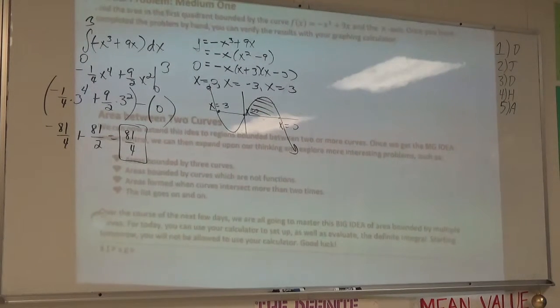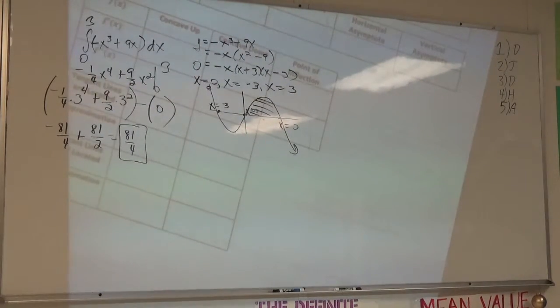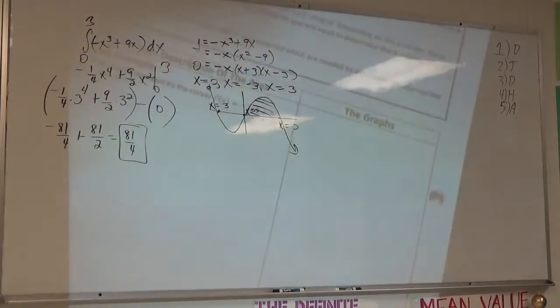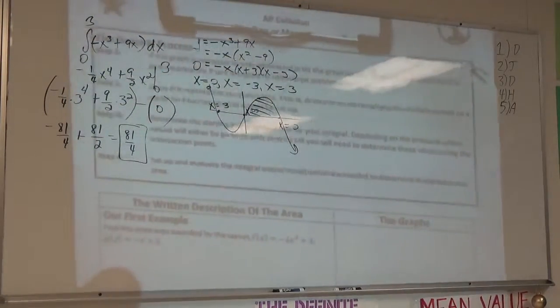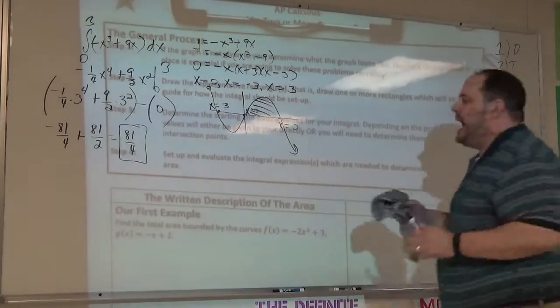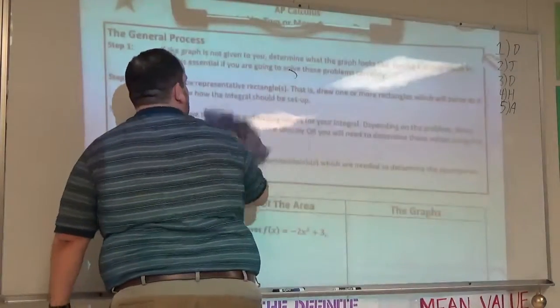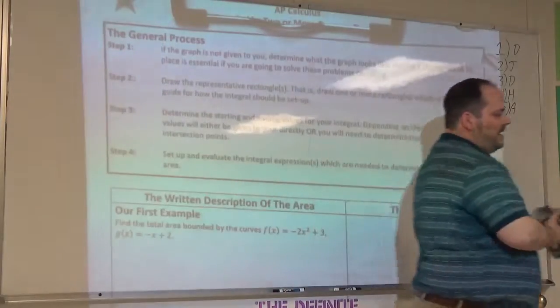We are all going to master the big idea of area bounded by multiple curves. For today, you can use your calculator to set up as well as evaluate the definite integral. Starting tomorrow, you will not be allowed to use your calculator. All I want you to do is trust your smarticle particles. For those of you that need a process, there's one there in the box. Read it later. Have faith. It's all going to work out okay.